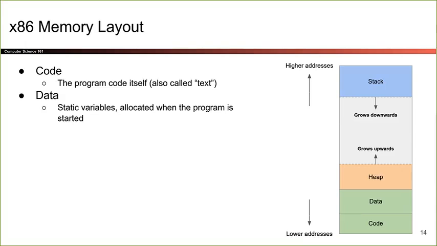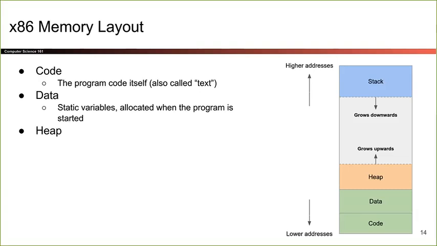The data segment is for static variables. Sometimes when we're writing code, we already know that when the program runs, I need 2 integers somewhere in memory, for example. So these are static variables, and they're allocated when the program is started, before the CPU has even started executing instructions.